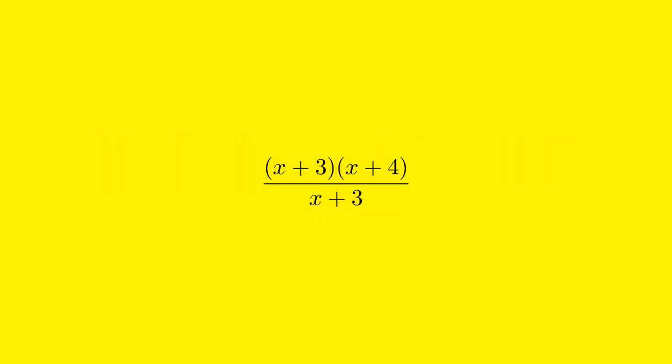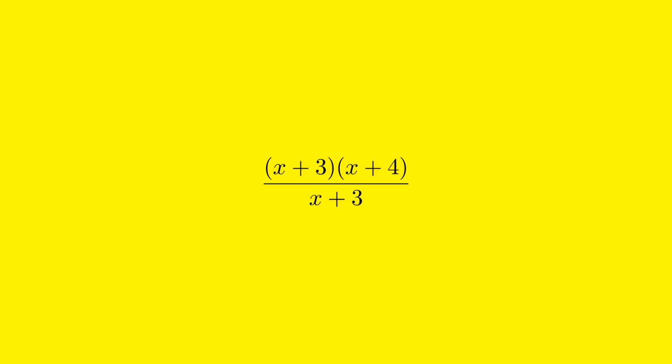In step 1, we start by factoring the numerator of the rational expression x squared plus 7x plus 12. The goal is to find two binomials that multiply to produce the quadratic expression x squared plus 7x plus 12. We look for two numbers that multiply to 12 and add up to 7.